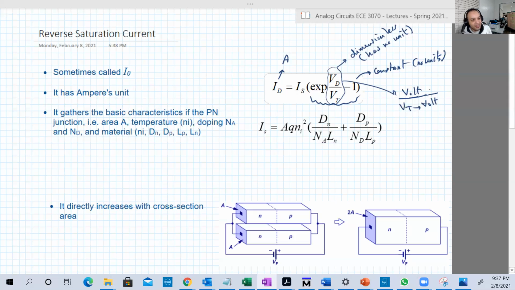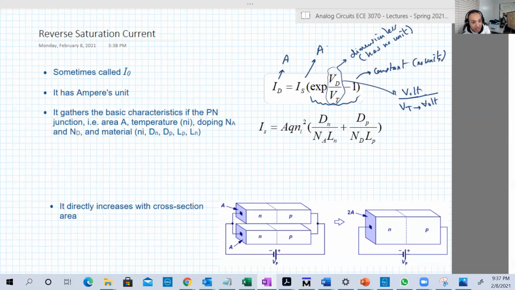Remember, Vt is the thermal voltage, as we studied last week, kT over q, in electron volts. So basically, this is also a voltage. Voltage divided by voltage is just 1. So the exponent is unitless or dimensionless, whatever you call it. So exponential V over Vt is dimensionless. So where is amperes now? The ampere must come from Is. That's why Is has units of ampere, and that's why it's a current.